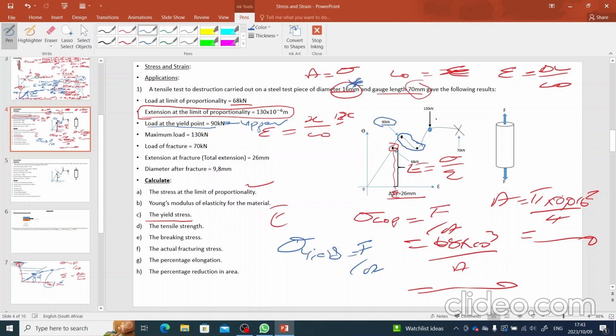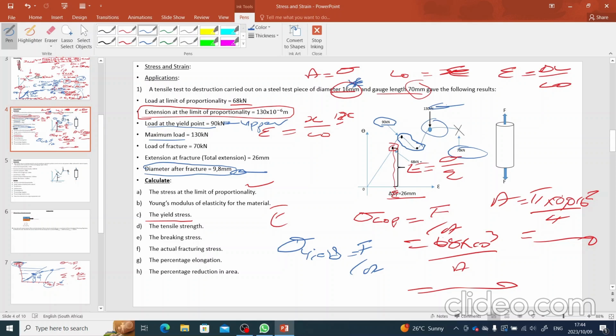Same thing here at the maximum. Here's the force max. The area that we are going to use now is the smallest area. Check, here's the smallest area. This is the area that we need to use in calculating what? The maximum stress. Then they want you to calculate the breaking stress. Obviously, the breaking stress as well will use this and the force here at the fracture.